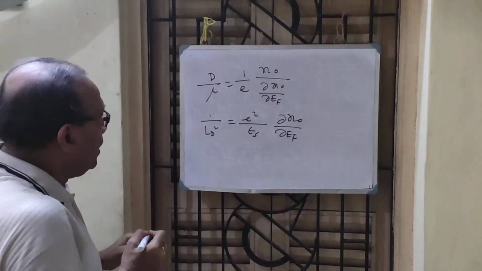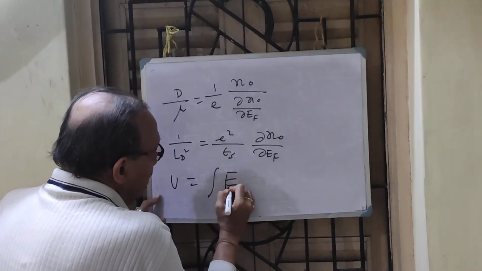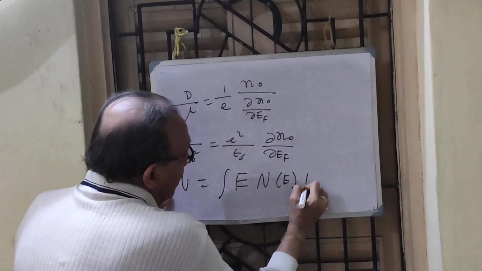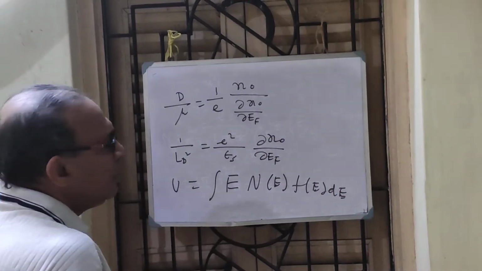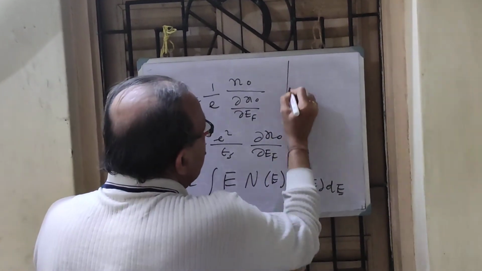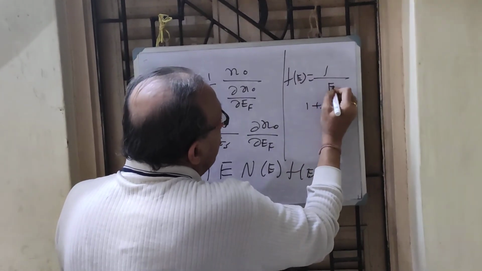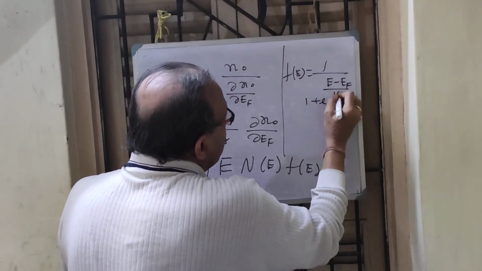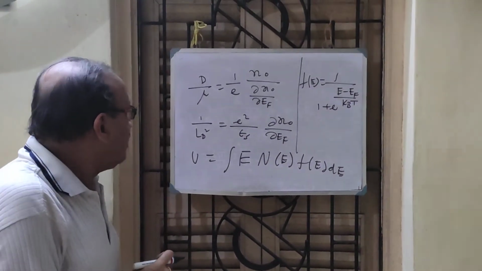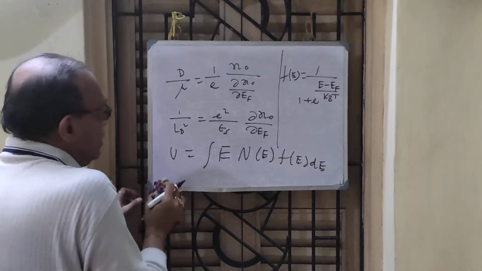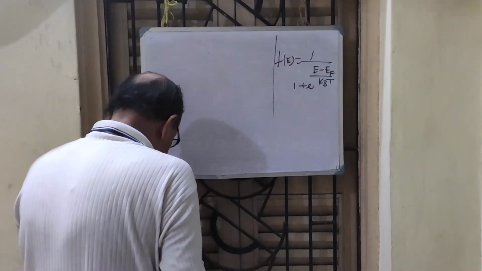Third is very important, the average energy U, that is, integral of E N(E) F(E) dE. This N(E) is the same, F(E) is the Fermi function, which I have derived, we know it, 1 by 1 plus e to the power E minus F over kBT, which you know, that is U, the average energy. 1, 2, 3.